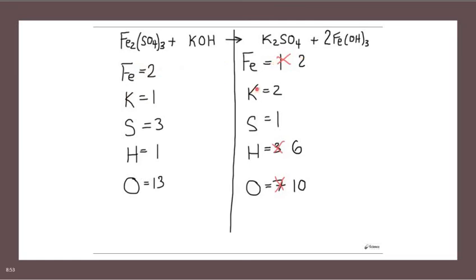Now that the irons are balanced here, remember step 1 is I want to balance the metals. The other metal is potassium. I need to balance this as well. So I'm going to look on this side. I have 1. Here's KOH. I'm going to put a 2 in front of that. So we're going to change this number from 1 to now 2.